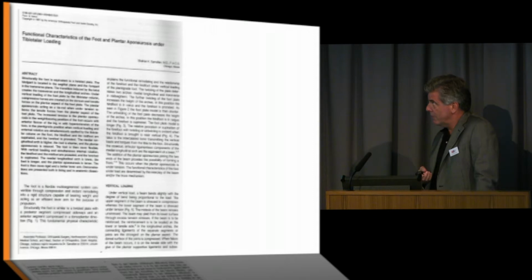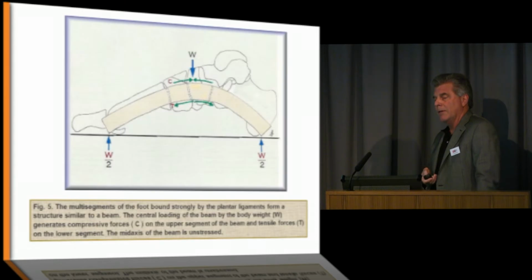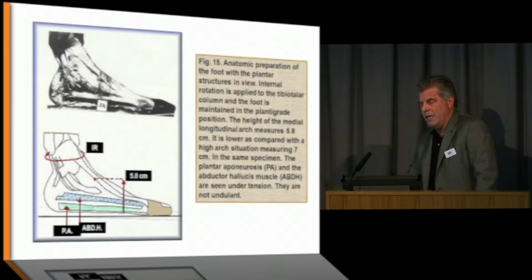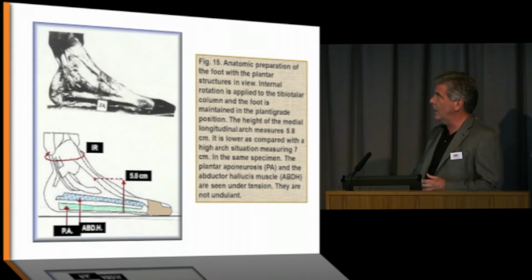He published this in the late 80s in Foot and Ankle International, and I'm going to come back to this paper several times during my presentation. The first part of what Sarafian did was trying to show what happens to the plantar aponeurosis, and what the human foot does to load or offload it. He took a simple cadaver and internally rotated the leg. That's what IR stands for up there.